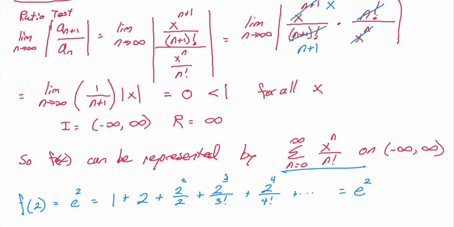So if we wanted a quicker approximation, rather than adding them all up, we could add the first 5 or 6 terms and get a rough calculation for e squared.